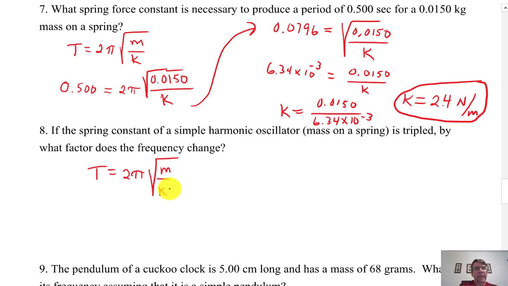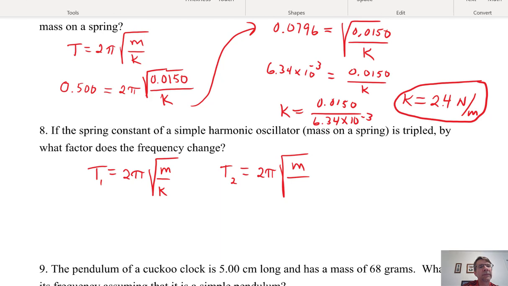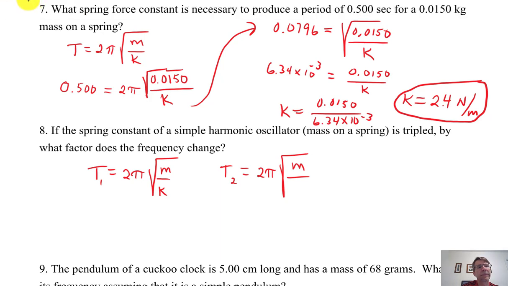All right, so that's T1. That's our initial. So here we go, T2. So the period, here's what happens. It says we have to change something. If we triple the spring constant, so we have m over 3, because what we're doing is we're tripling the spring constant, 3k.